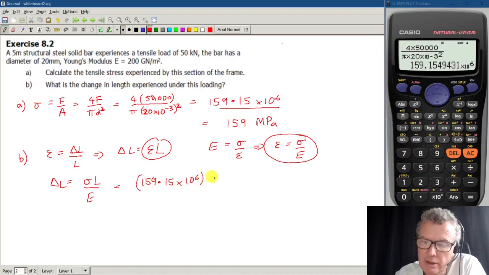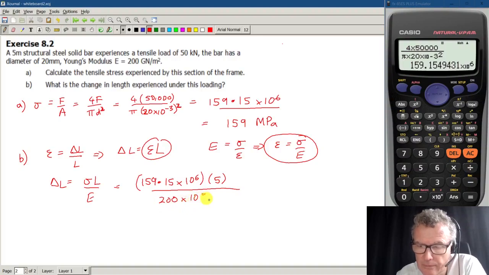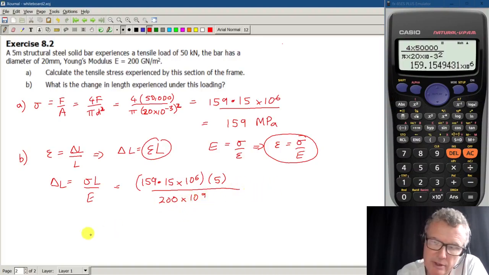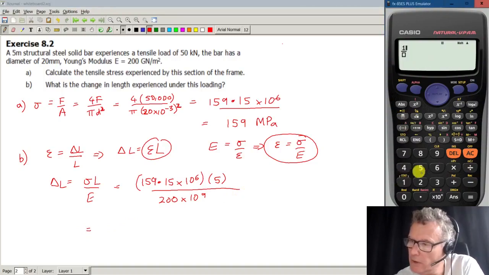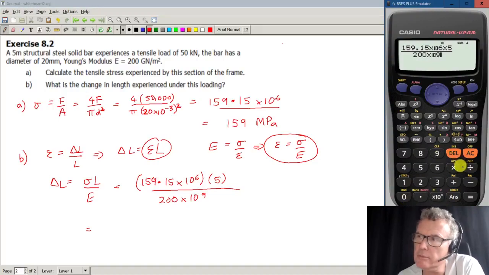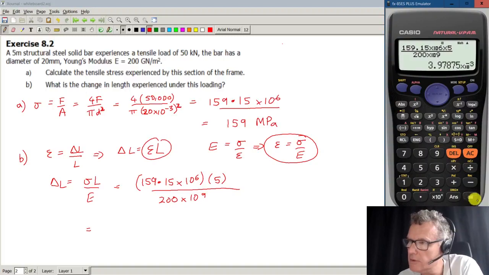So we get rid of the mega and put in times 10 to the 6. Well, we're going to put that into the calculator. The length is 5 meters. The Young's modulus is 200 giga. So now we're ready to put that into our calculator. So let's open up one of them. So 159.15 times 10 to the 6 times 5, divided by 200 times 10 to the 9. Let's press equal.